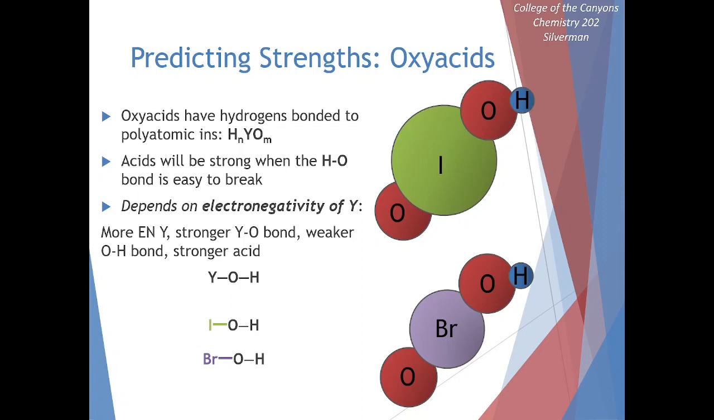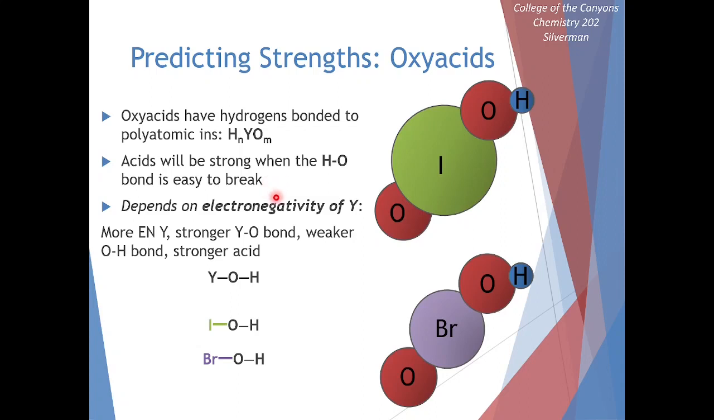The other class of acids to consider are oxyacids. Here we have our hydrogen attached to oxygen always. Those oxygens are then attached to some central atom. Once again, we're thinking about stronger acids having this OH bond that's easier to break.